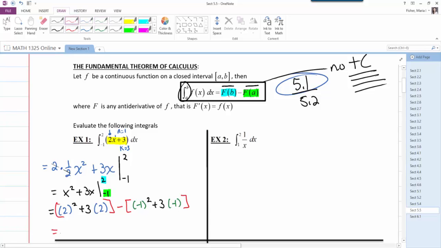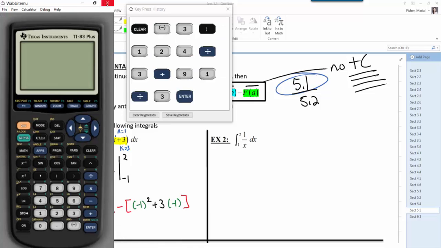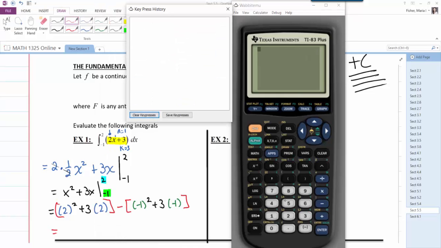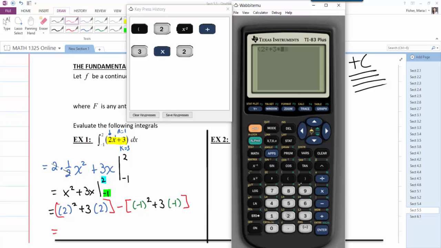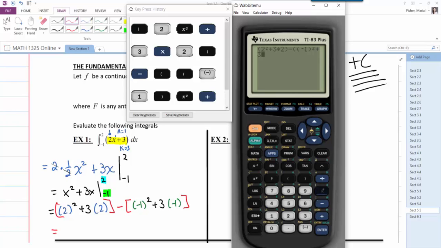So we do this in a calculator. Here we're going to type parentheses 2 squared plus 3 times 2, close the parentheses, minus, open another parentheses, then -1 squared plus 3 times -1, and we get 12. So the integral from -1 to 2 of 2x plus 3 dx is equal to 12.